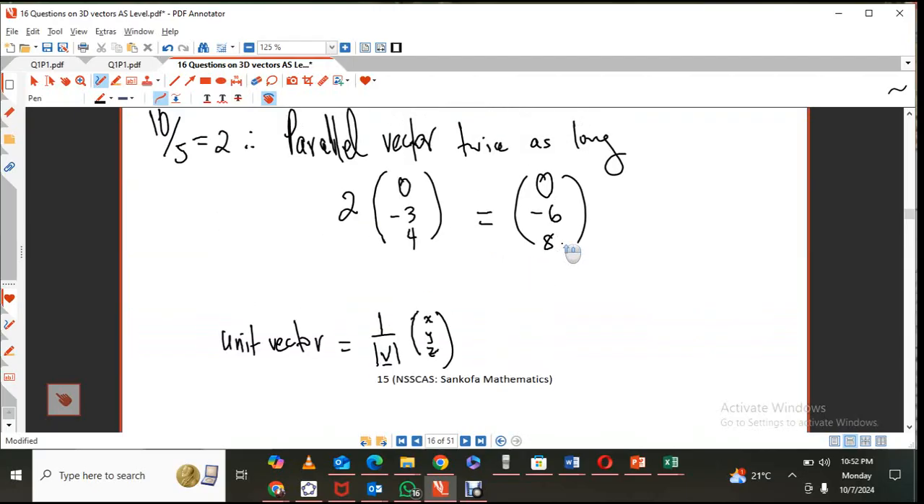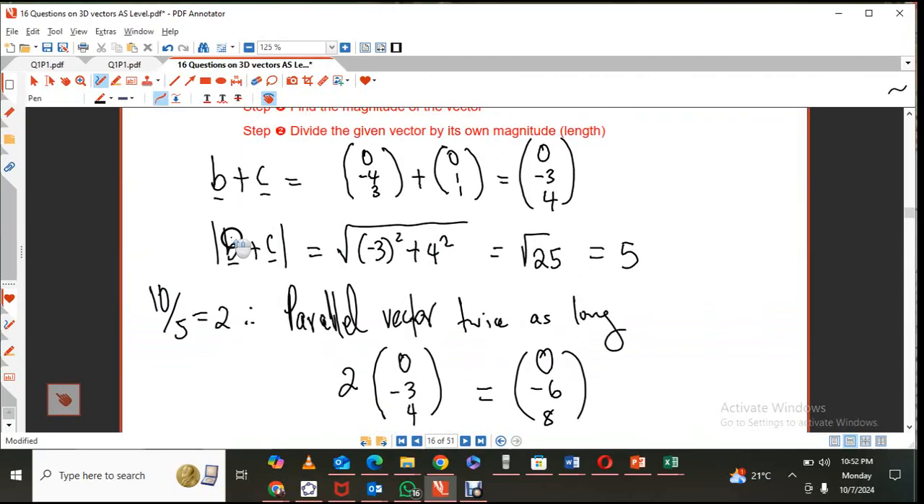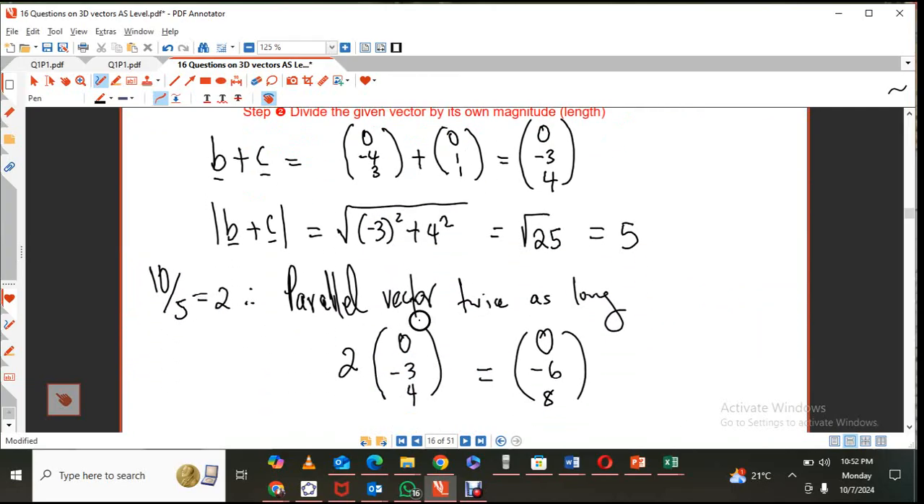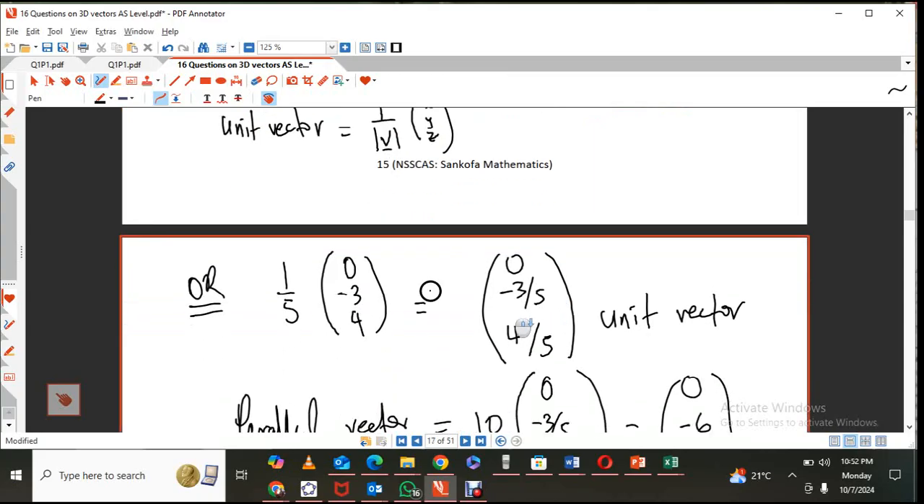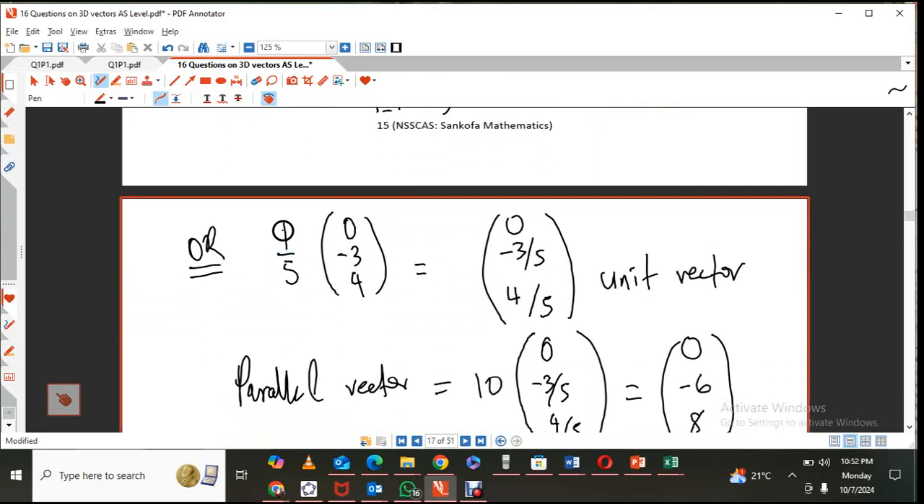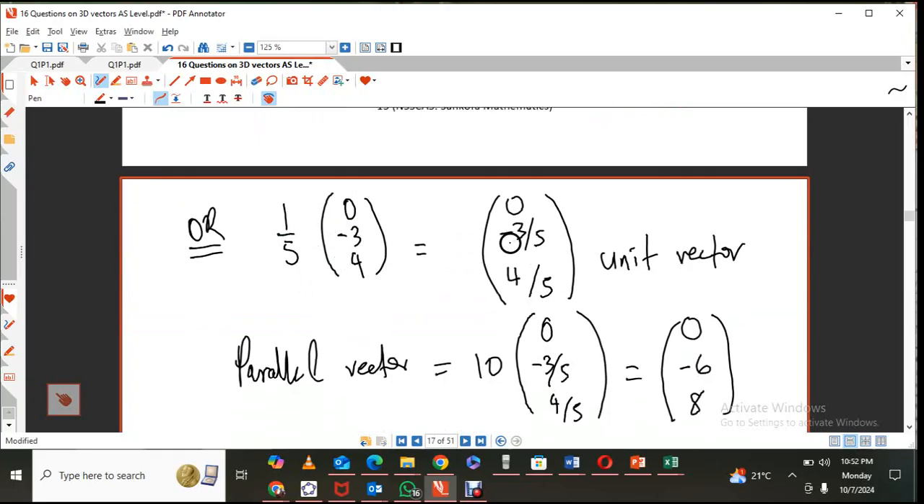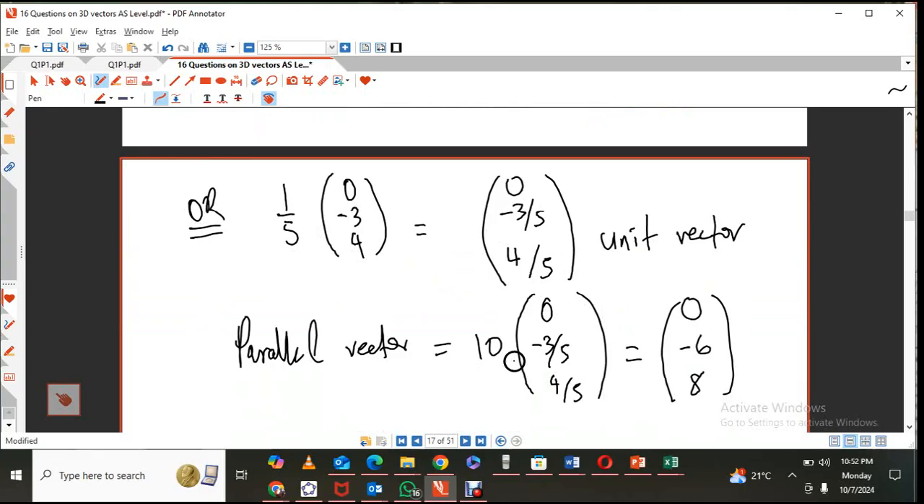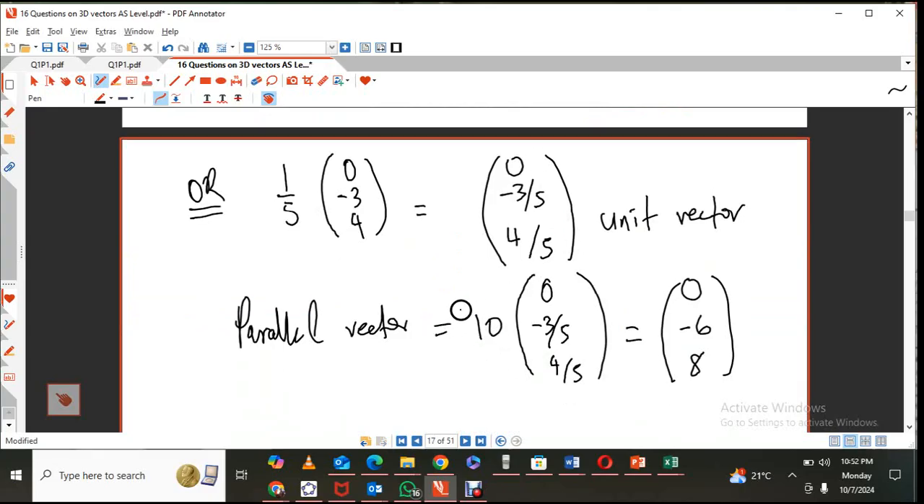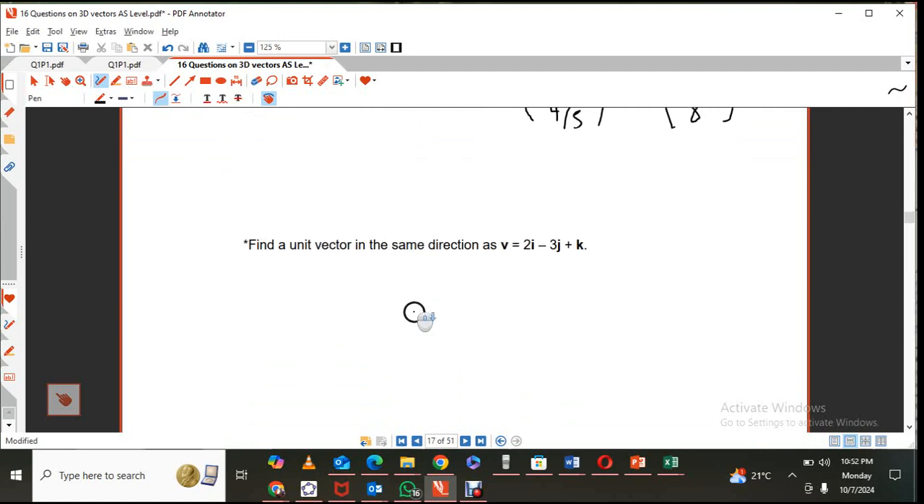So there's one way of doing it, where you could just say, okay, I'm given the other one's magnitude is 10 and my magnitude is 5, so the other one has to be twice as long. Or you find the unit vector. To find the unit vector, you need to know the magnitude, then take 1 over that magnitude times the vector, and that gives you the unit vector. And then you multiply that unit vector by the value that you are given in your question.